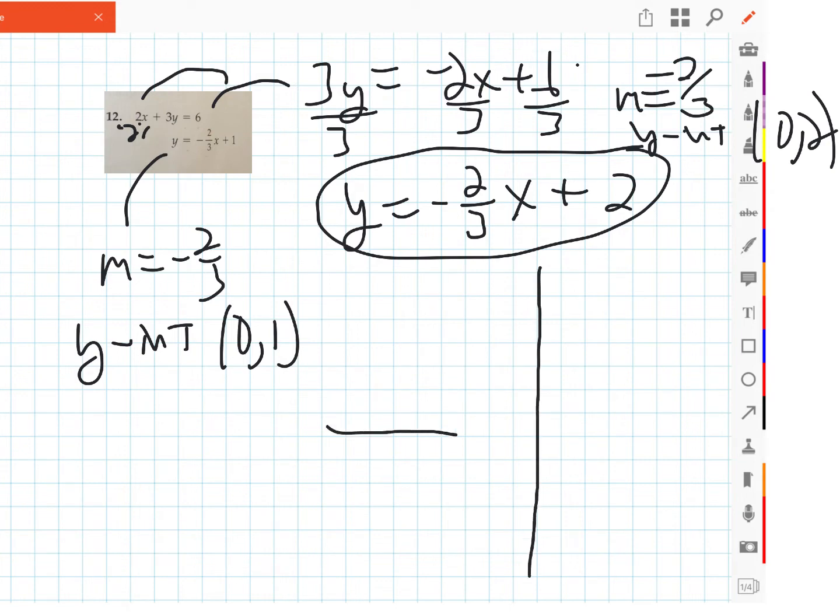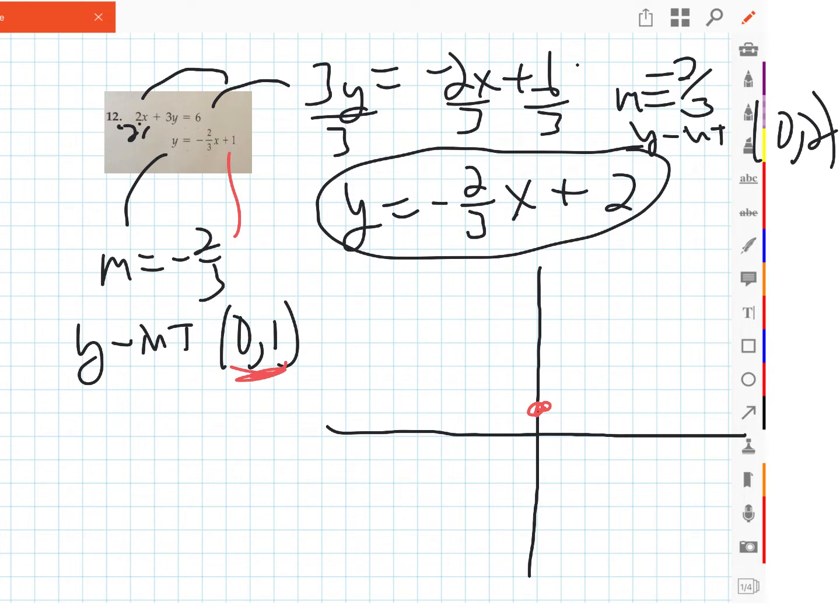So I'm going to make an xy axis. I'm going to change some ink here, I think, to red. So I'll graph this one in red. 0, 1 is where it starts. That's the y-intercept. We begin here, and then we're going to go down.